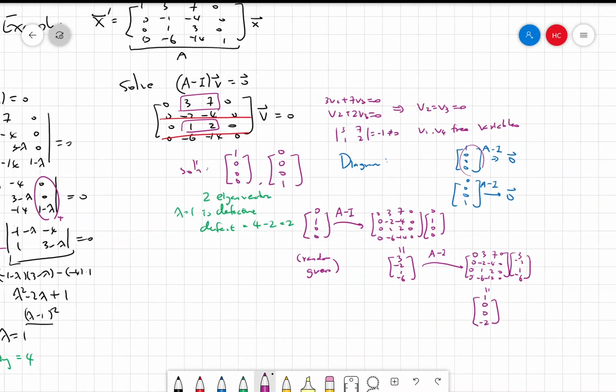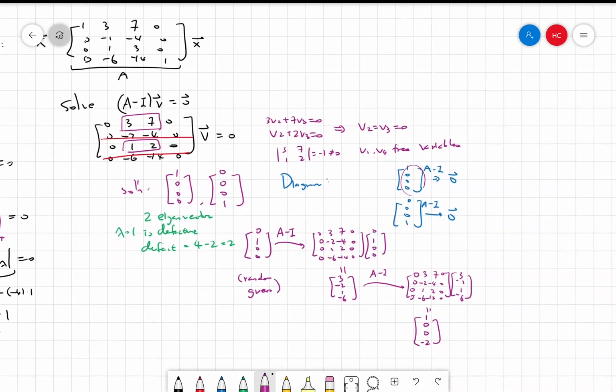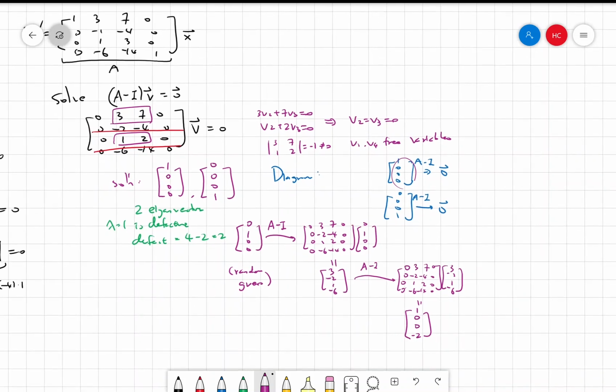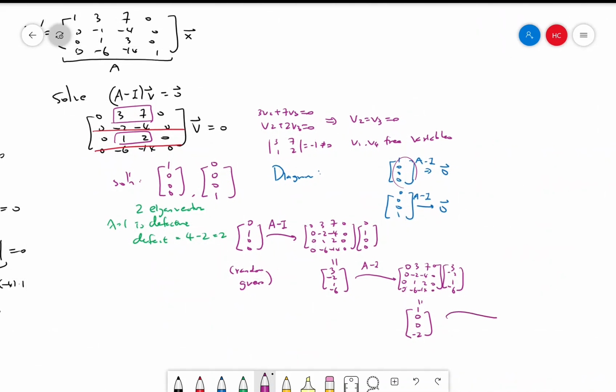Okay, I'm going to move stuff around, and the matrix is still visible. And let's multiply by a minus I again. 0, 3, 7, 0, 0, negative 2, negative 4, 0, 0, 1, 2, 0, 0, negative 6, negative 14, 0, times 1, 0, 0, negative 2. This is going to be all zeros, which is a 0 vector.